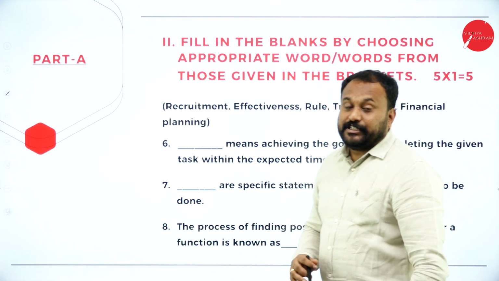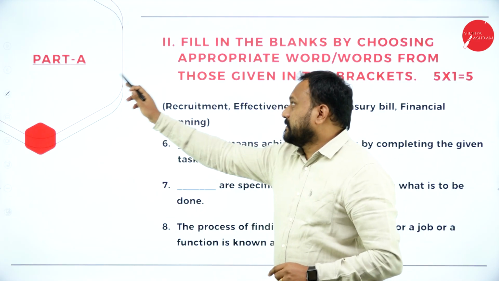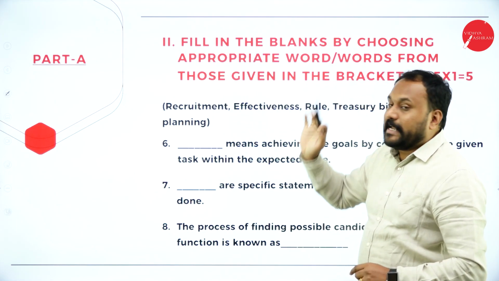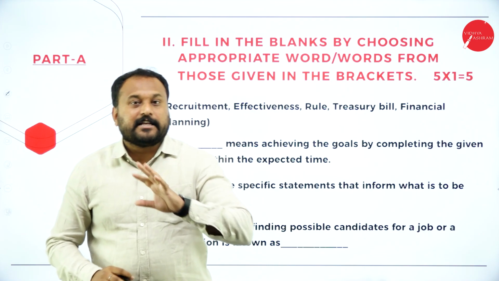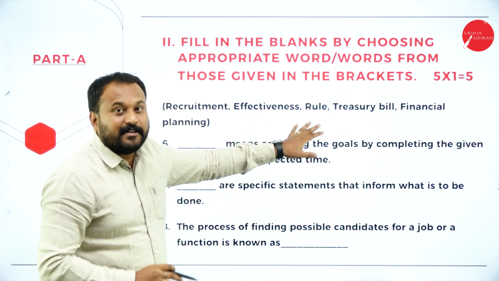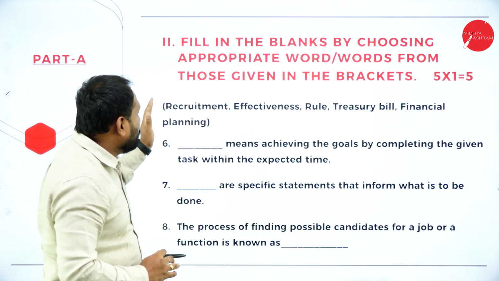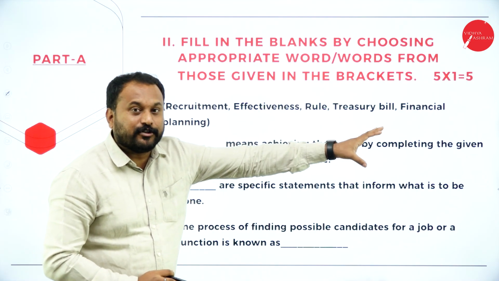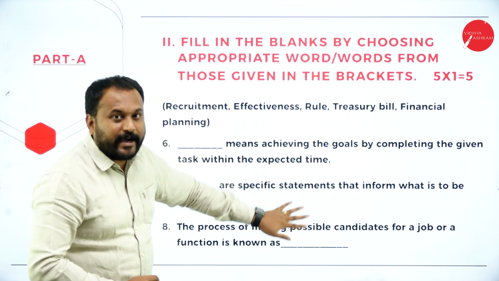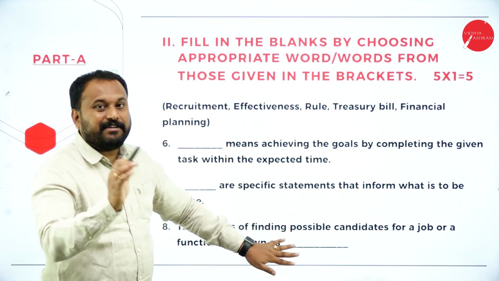The second section of Part A, fill in the blanks. Now you will be having 5 questions where fill in the blanks will be given. But here the thing is very simple. You will get options. So let's go with the options. It is again 5 into 1 is equal to 5. There is nowhere you are supposed to miss even a single mark.